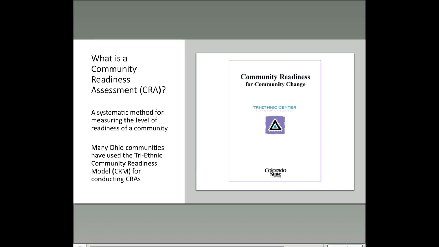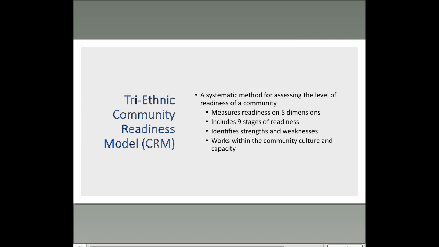A CRA is a systematic method for measuring the level of readiness of a community. Many Ohio communities have used the Triethnic Community Readiness Model for conducting their CRAs. And across Ohio, this model has been used in really a wide variety of subject areas, whether it's alcohol, tobacco, other drugs, gambling, hepatitis C, obesity, and transportation. Our goal today is to help you extend this model to suicide prevention.